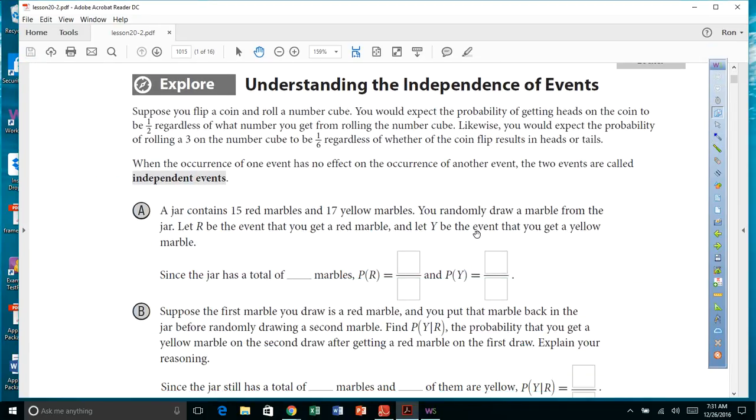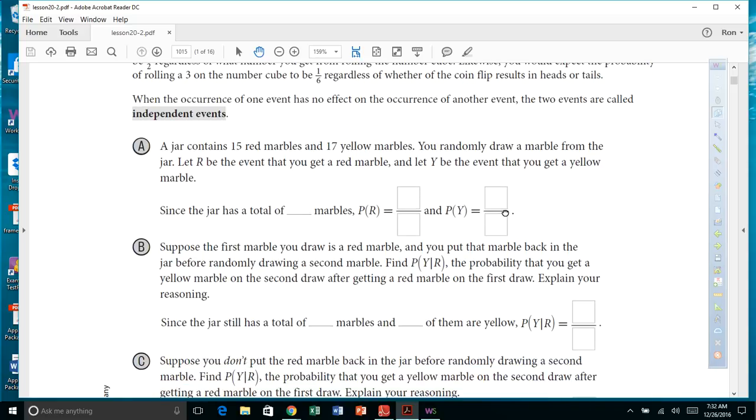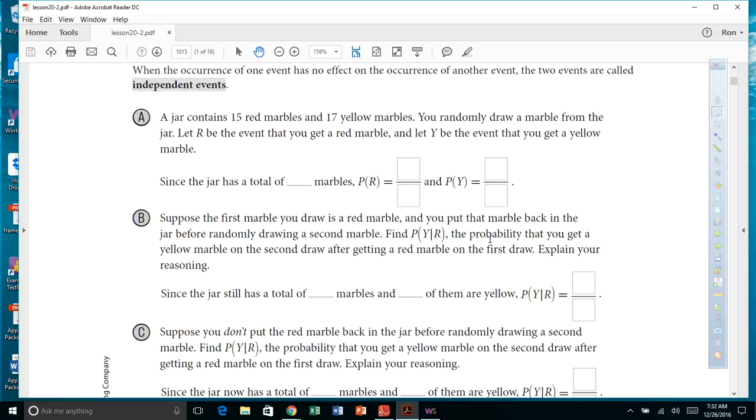Suppose you flip a coin and roll a number cube. You would expect the probability of getting heads on the coin to be 1/2, regardless of what number you get from rolling the number cube. Likewise, you would expect the probability of rolling a 3 on the number cube to be 1/6, regardless of whether the coin flip results in heads or tails. When the occurrence of one event has no effect on the occurrence of another event, the events are said to be independent events.